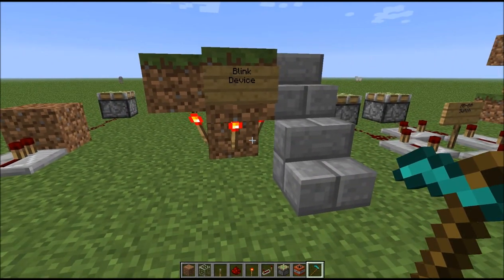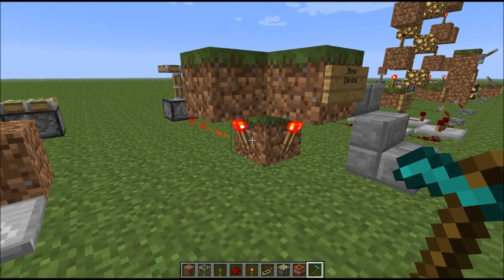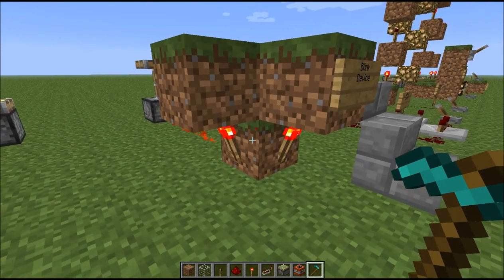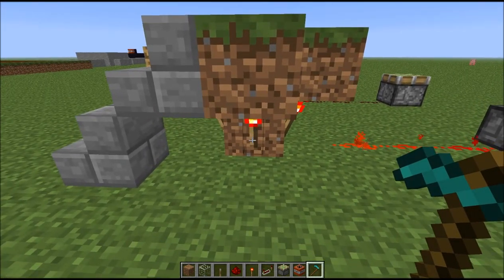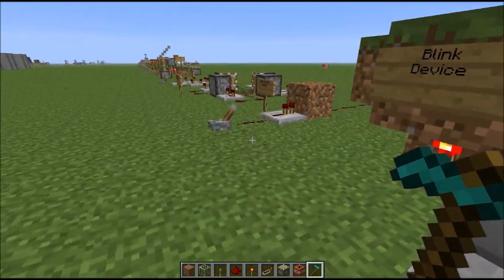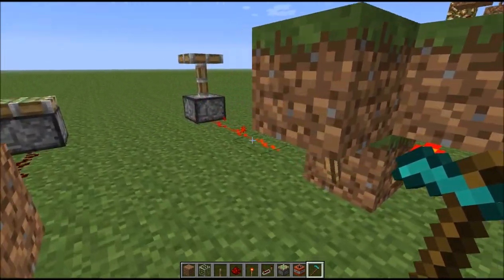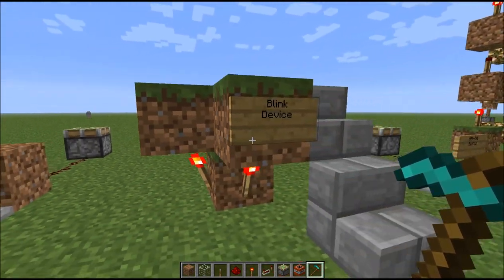The next thing is a blink device. It's also called a random number generator, although it's not very reliable. To be honest, I've never once seen it turn this torch on after it's turned it off. Once you start running this thing, it seems to prefer these two sides as opposed to the other two. So this piston's only going to go up and down every once in a while.